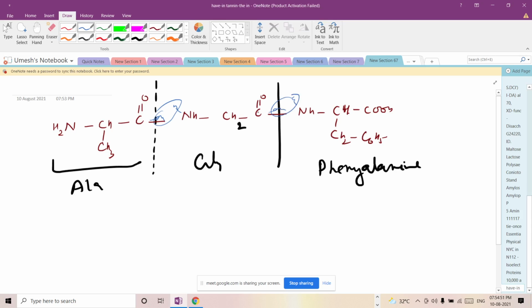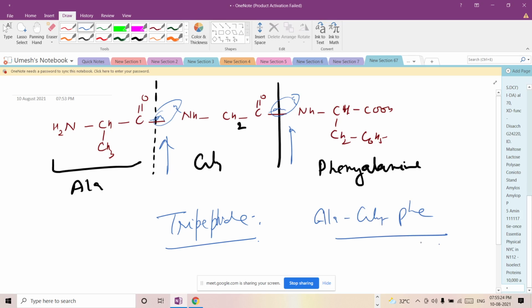After this, I'm getting three monomer units joined together, and I'm getting two peptide bonds here, one here and one here. Two peptide bonds, but three units are joining, so we call this a tripeptide. It can be Ala-Gly-Phe. Ala-Gly-Phe means alanine, glycine, phenylalanine.